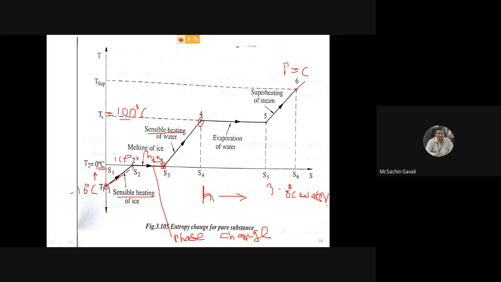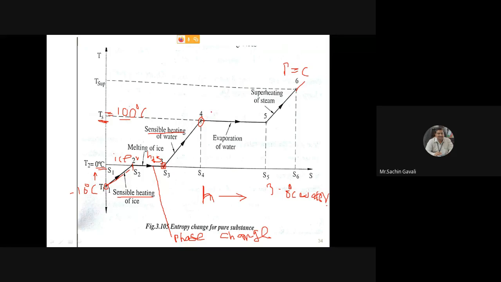So what will happen here? From point number 3 to point number 4, temperature will increase from 0 degree Celsius to 100 degree Celsius, and that heat is called sensible heat. But at point number 4, it is called what? TS, saturation temperature, because afterwards the temperature of the water will not increase. The temperature gets saturated, therefore it is called saturation temperature. At point number 4, the saturation temperature is reached.